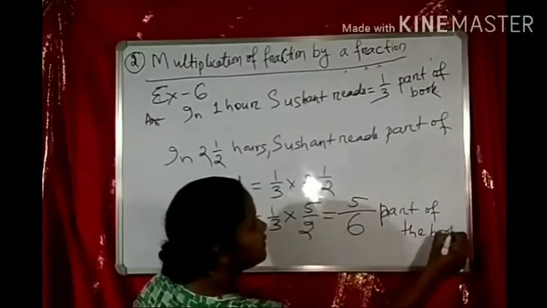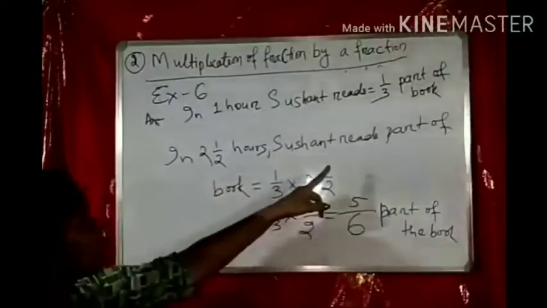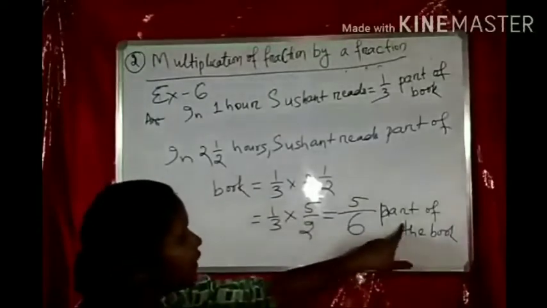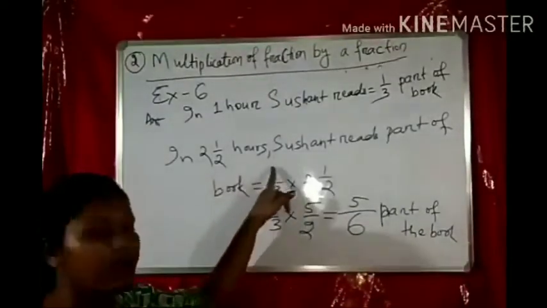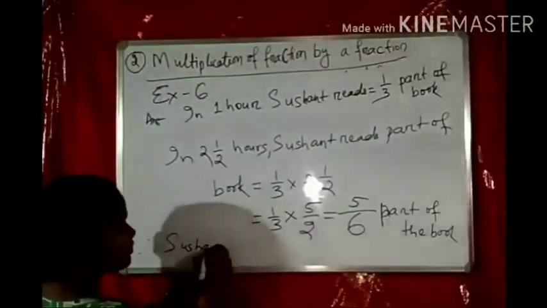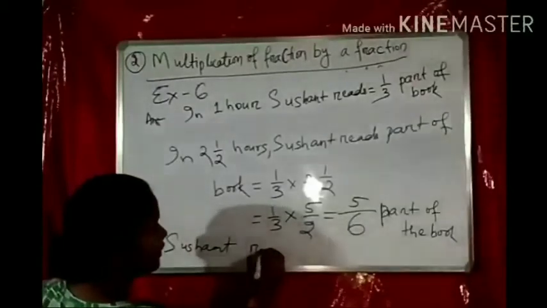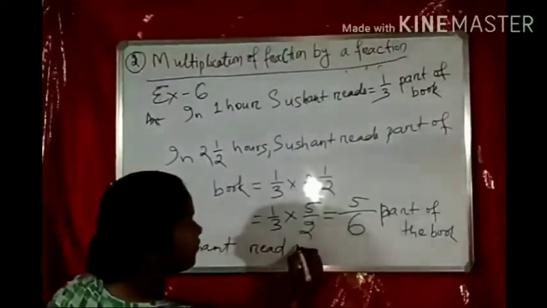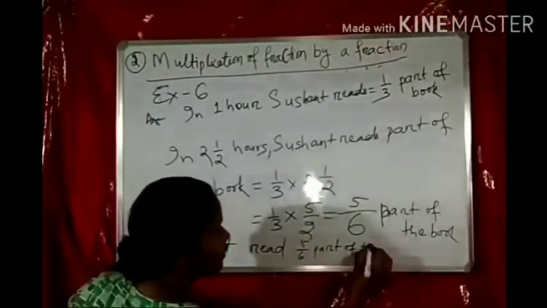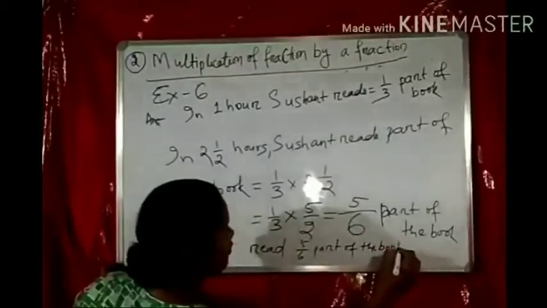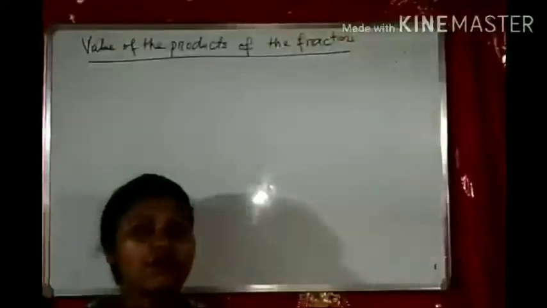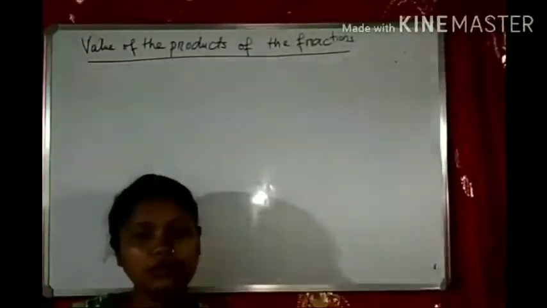So Sushant has read the 5 by 6 part of the book in 2.5 hours. So you will write: hence Sushant read 5 by 6 part of the book in 2.5 hours.